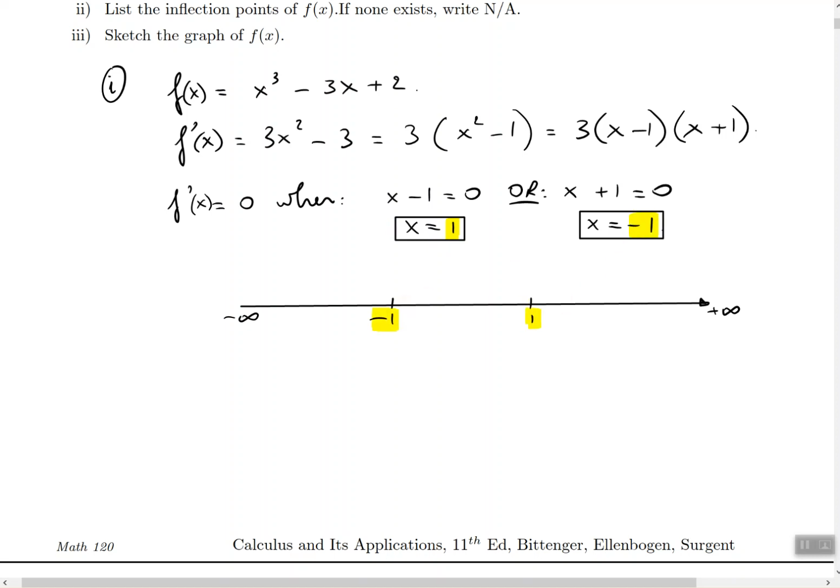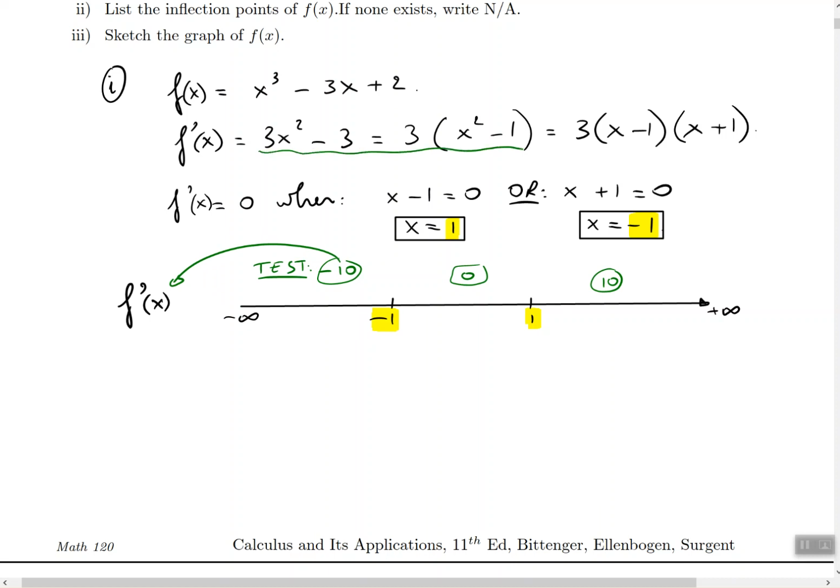So next we have to find a test value from each interval. Remember, this is the first derivative test. So I need a number between negative infinity and negative 1. Let me pick negative 10. And I'm going to pick a number between negative 1 and 1, let's say 0. And I'll pick a number after 1, let's say positive 10. So where do these numbers go? They go into the derivative.